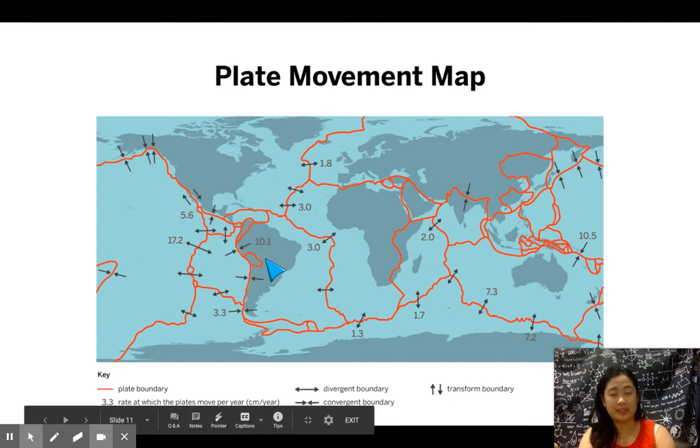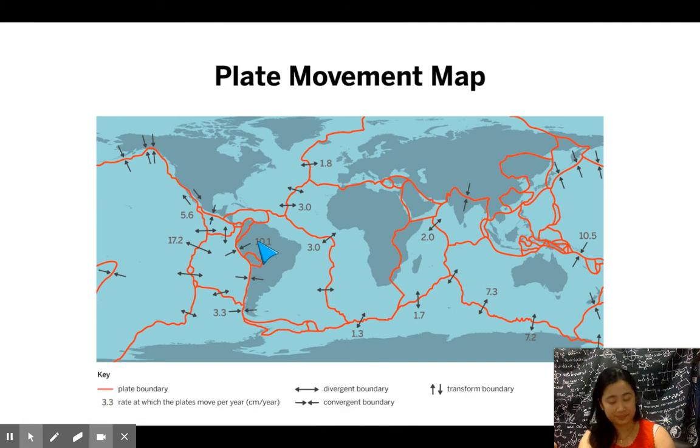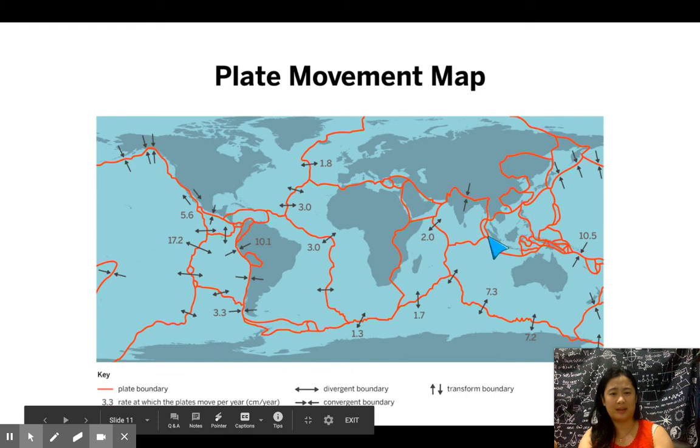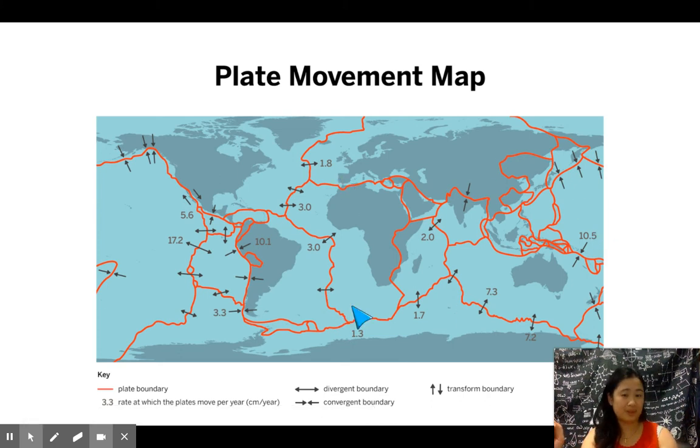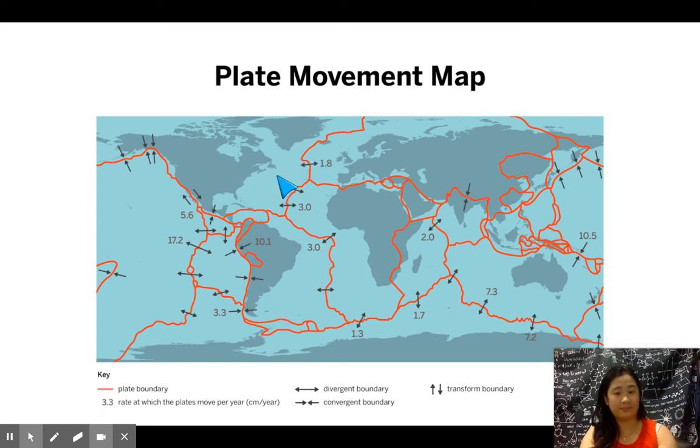So, for example, let's take a look at this South American plate that we've been seeing a lot. Over here it's saying that the South American plate is moving towards the Nazca plate at 10.1 centimeters per year. And let's take a look at the rest of the map. You see not the same number for rate. You should be noticing that around the world, these plates move at different rates. Over here, the Eurasian plate is moving 1.8 centimeters per year away from this North American plate.